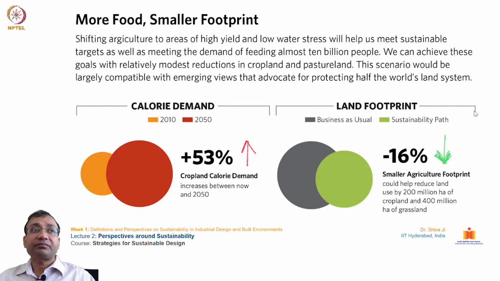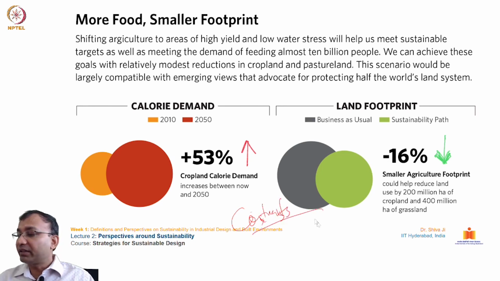And in this one, it talks about how the calorie demand, food, of humans is going to increase in the next few decades. From 2010 to 2050, it is projected that there will be an increase of 53%, and the land footprint is going to shrink by 16%. So we see a very high contrast over here. This demand is going up, and resources and land are going to come down. So how we will meet this demand is the challenge.